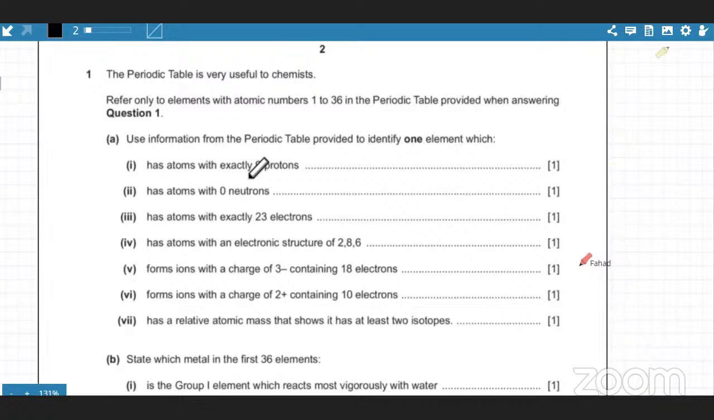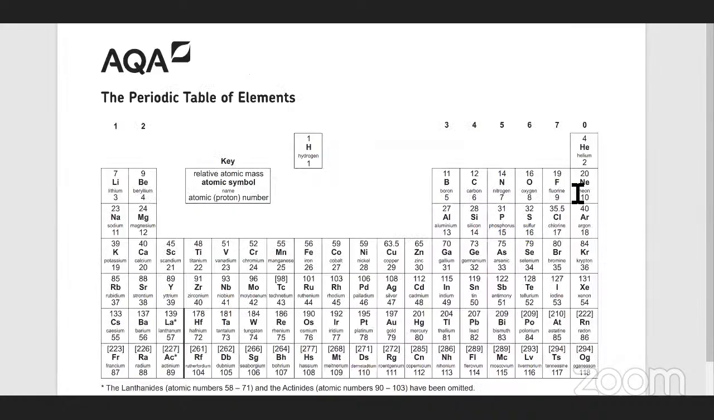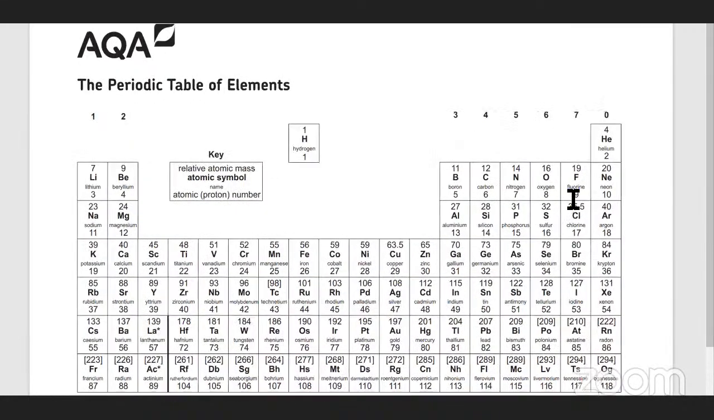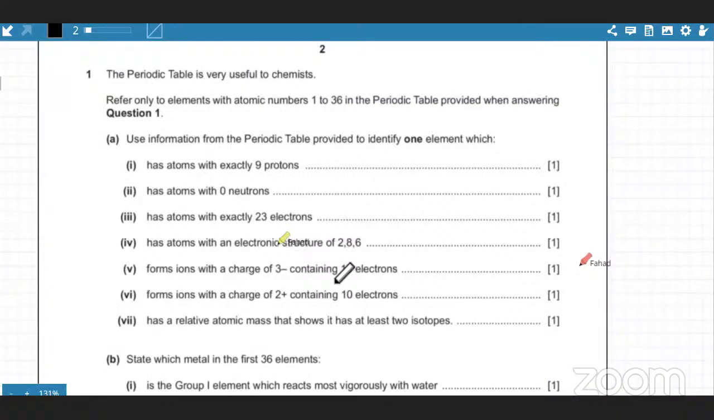So you need to have a periodic table with you. They're asking to refer only to elements with atomic numbers 1 to 36 in the periodic table provided when answering the question. So 1 to 36, if I have a periodic table in front of me, let me quickly rotate this as well. This is my periodic table. 1 to 36 means that we are only talking about elements up to krypton. This one over here. So that's what we're talking about.